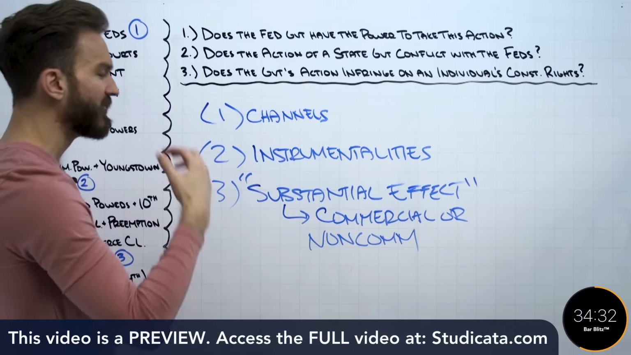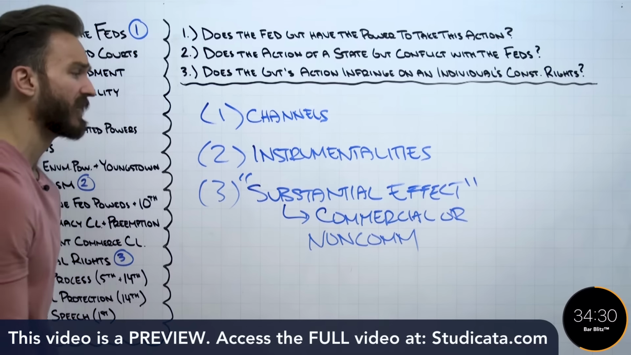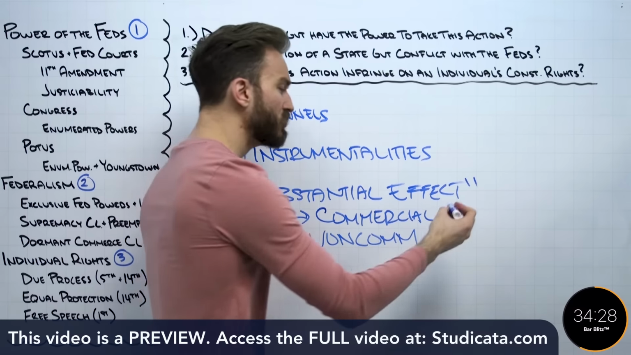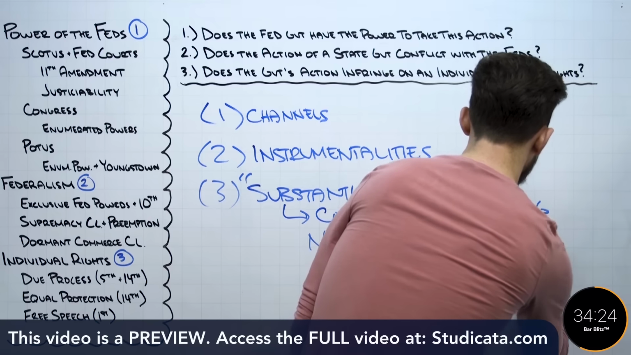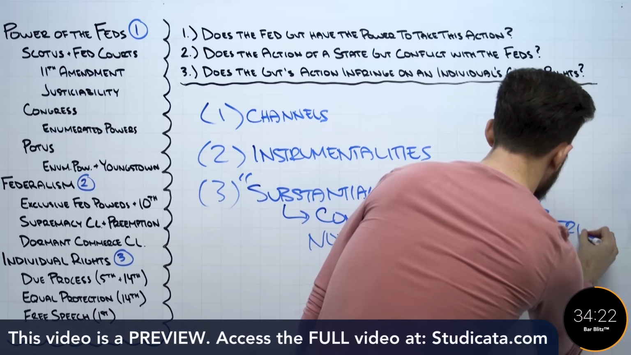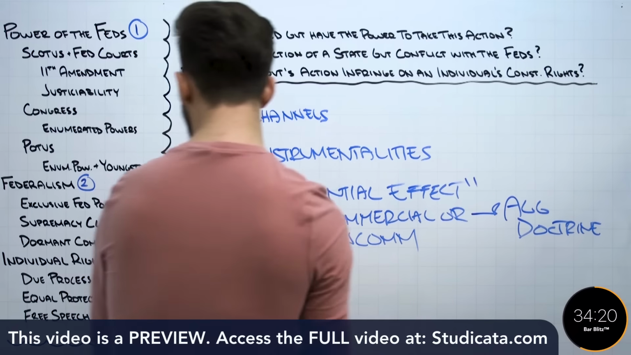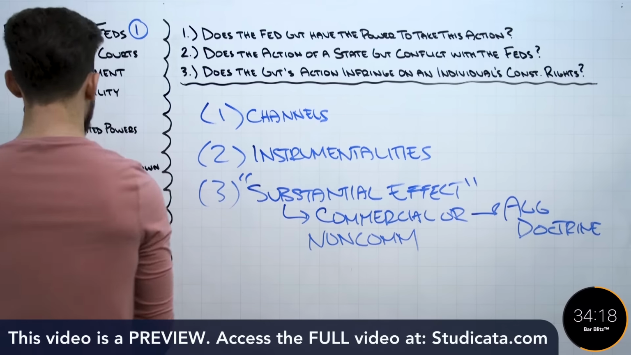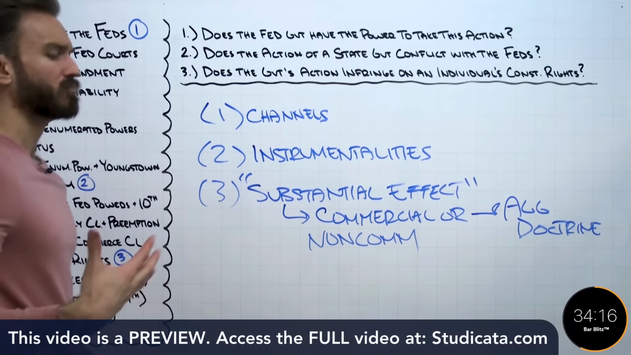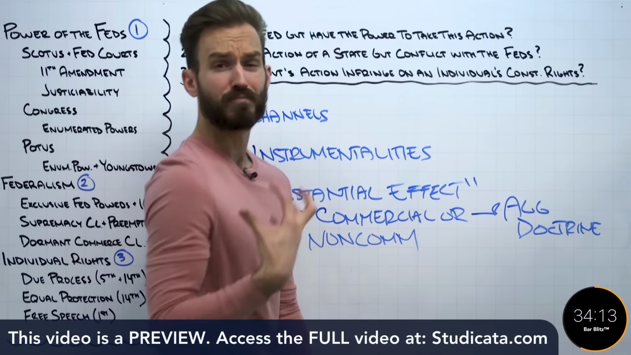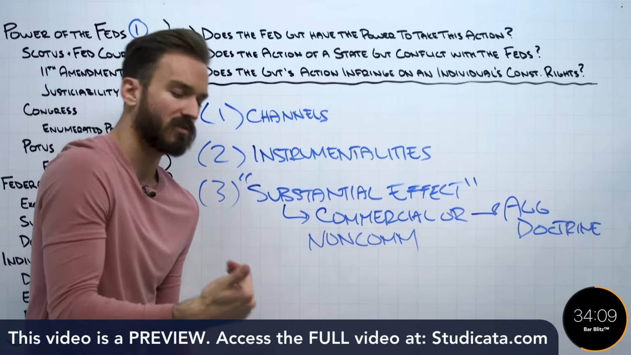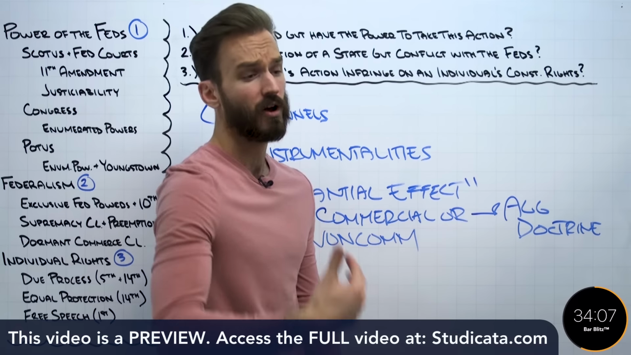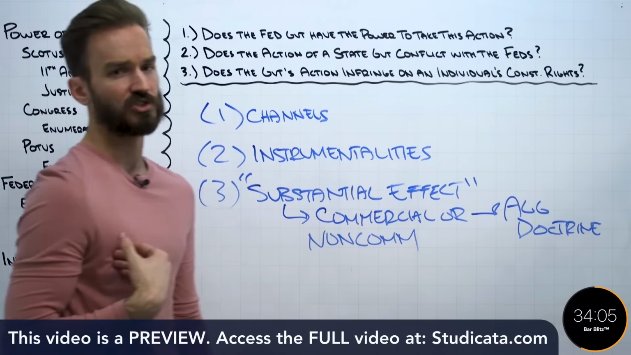But the key is, if it's commercial activity that's being regulated, Congress is allowed to use what's called the aggregation doctrine. The aggregation doctrine, probably made most famous by Wickard v. Filburn, if you remember this case, where the farmer says, hey, look, I'm growing wheat for my own personal consumption. This has no effect on interstate commerce. I'm literally growing this food for my own personal consumption.